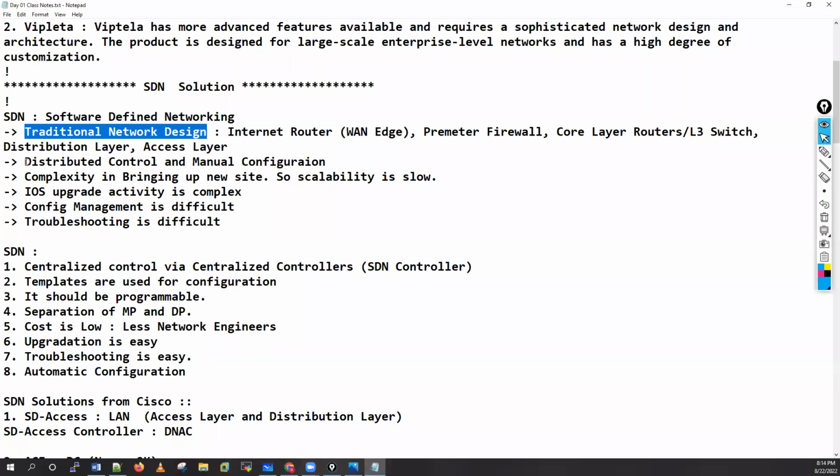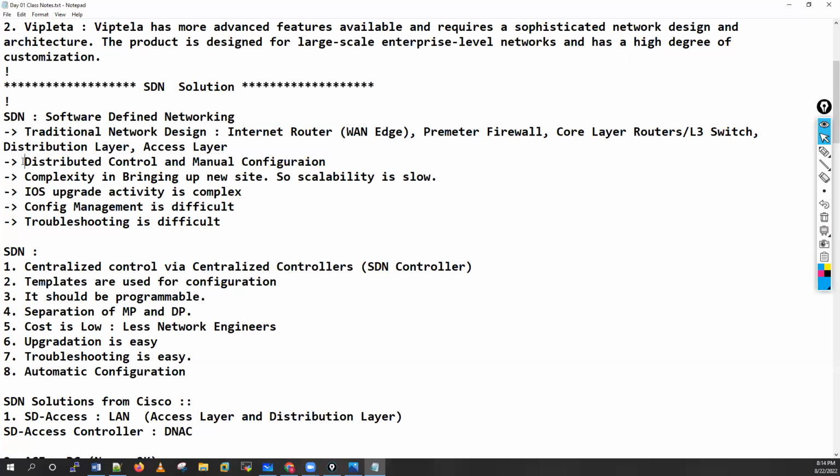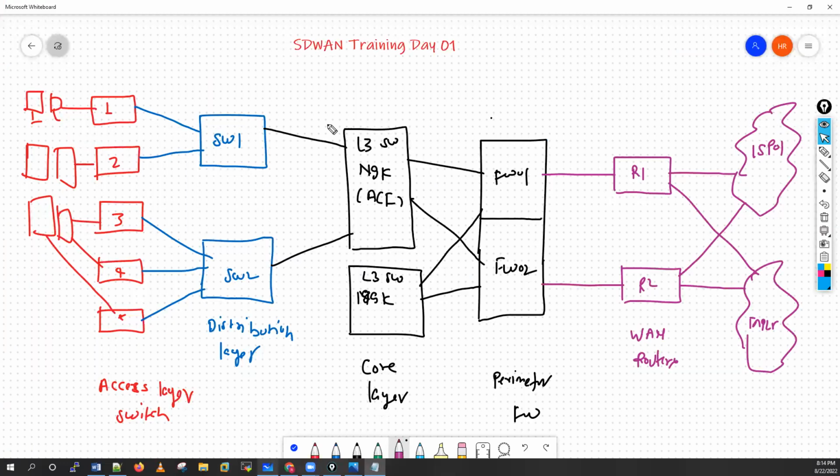So in traditional design, what used to happen is we have distributed control, right? We don't have any device that can manage all these switches and this infrastructure from one place. We don't have anything, right? We don't have any kind of device.